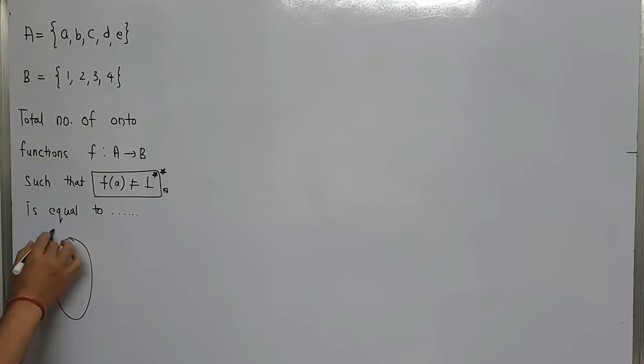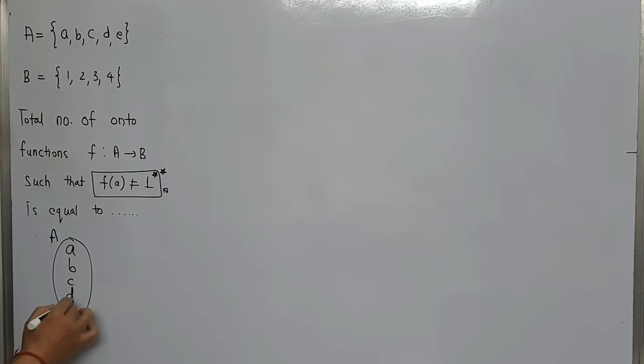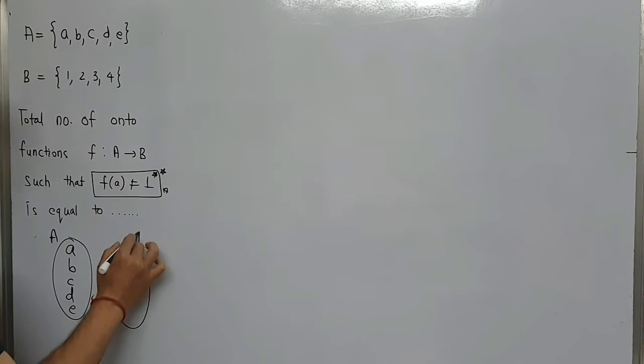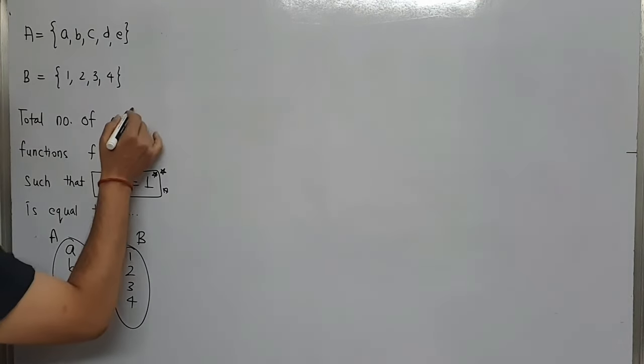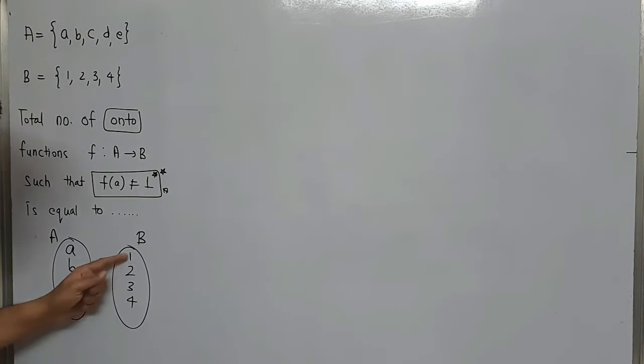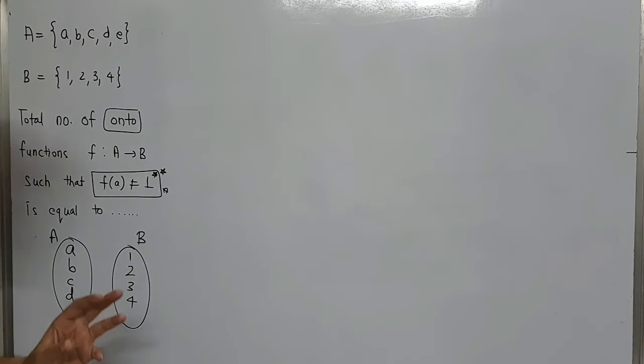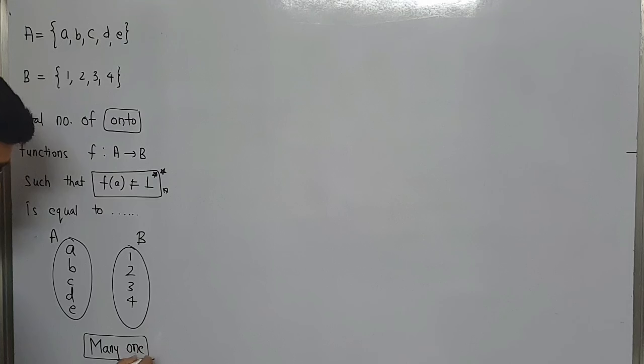So if you say set A, a, b, c, d, e, it has 5 members, and set B, it has 1, 2, 3, 4 members. If you see the number of elements in the domain is more than the number of elements in codomain, and function has to be onto, that means everyone here will be mapped. So this will be many one for sure, right? It must be many one, right?